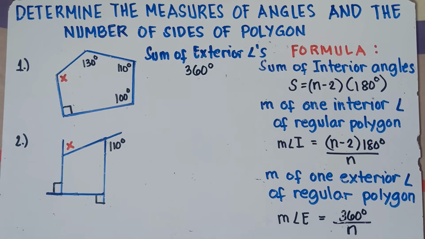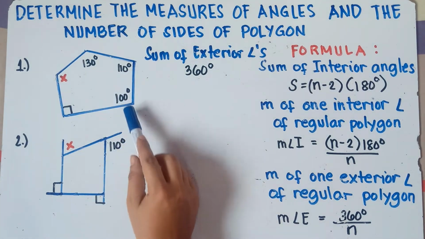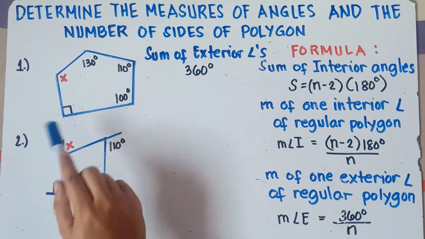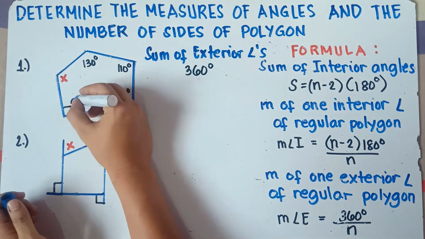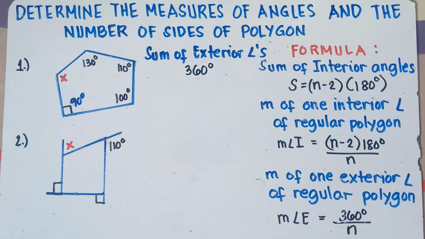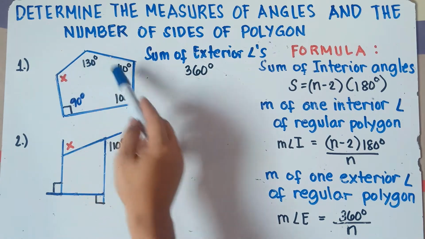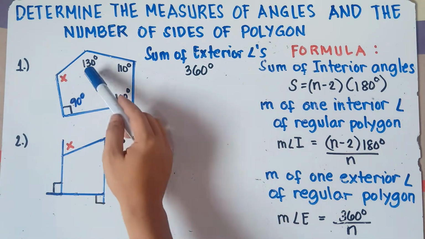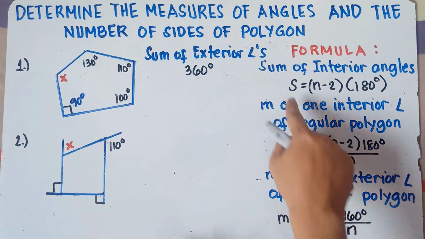Alright, let's try example number 1, and we will have plenty of examples for you to really understand this. In example number 1, we are given 130 degrees, 110 degrees, 100 degrees, and this marking, which means a 90 degrees angle. We're told to find angle x, this x right here. The first thing we need to do is find the sum of the interior angles, and once we get the sum, we can add these up and subtract from the sum. To find the sum, we can use this formula.